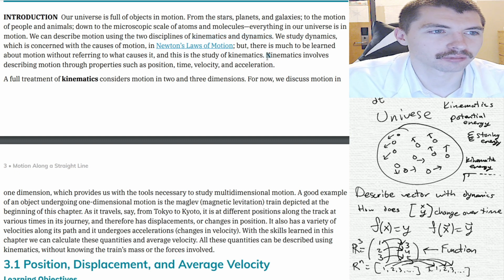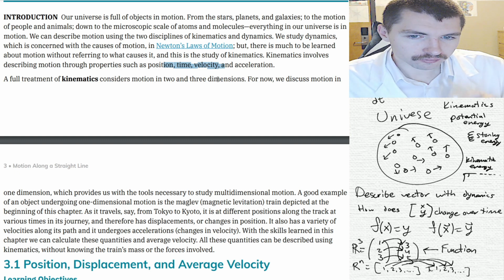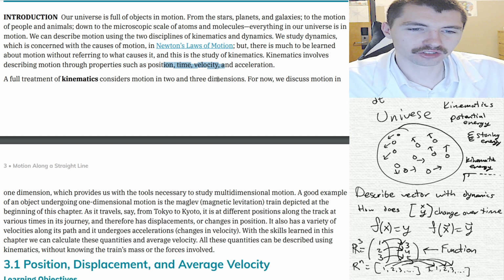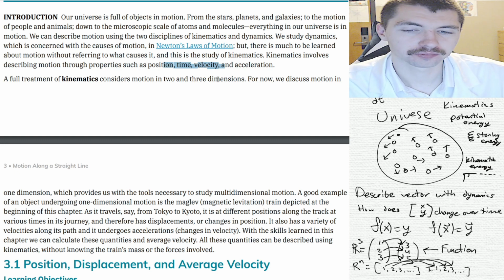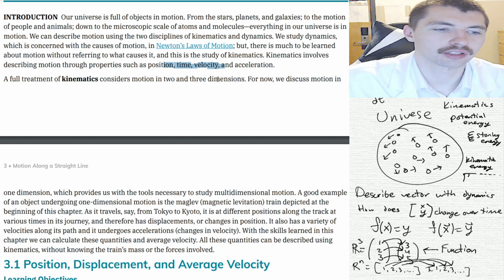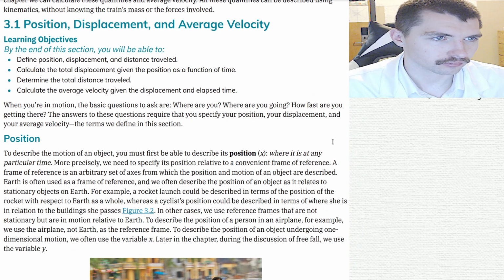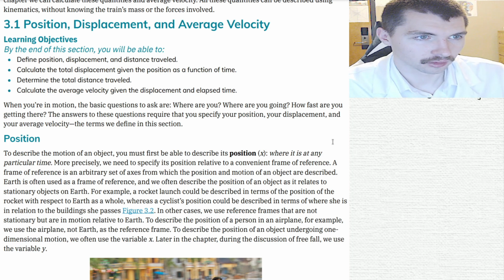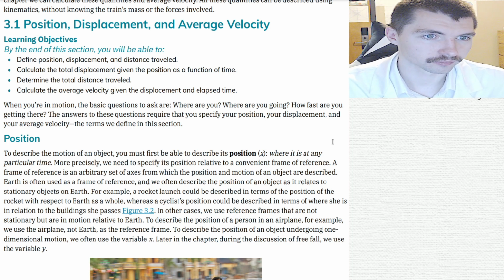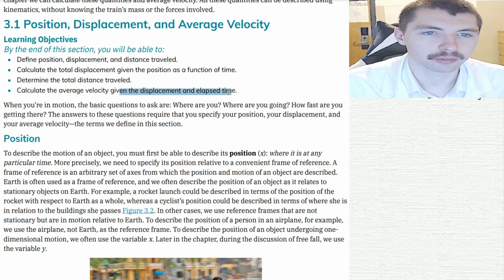Kinematics involves describing motion through position, time, velocity, acceleration. So one example is Tokyo trains. With skills learned in this chapter, we can calculate these. Okay, so let's get into it. Position, displacement, average velocity. Calculate average velocity given displacement and elapsed time.